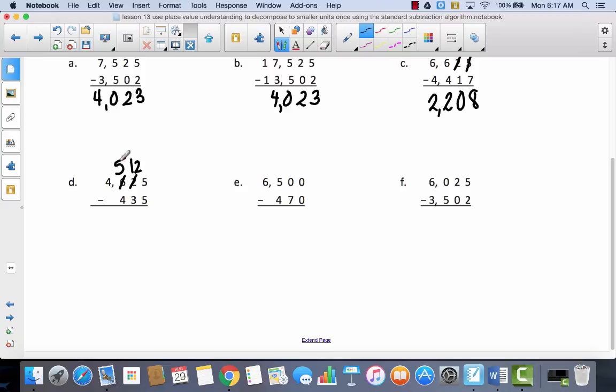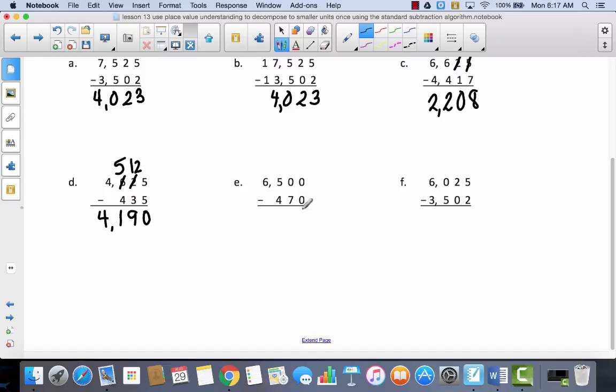Am I ready to subtract in the hundreds place? Yes. In the thousands place? Yes. So now I'm ready to find the difference. I want you to pause the video and subtract. As you can see, after subtracting, I ended up with a difference of 4,190.